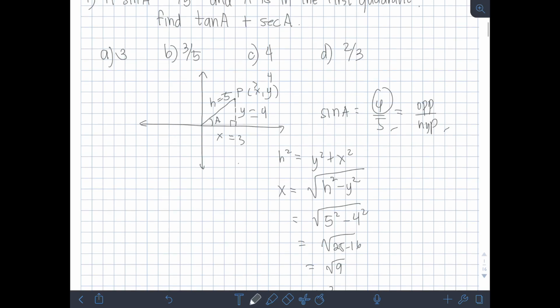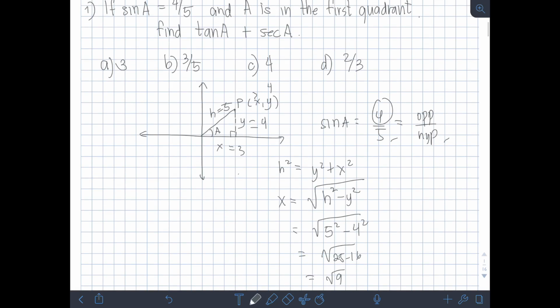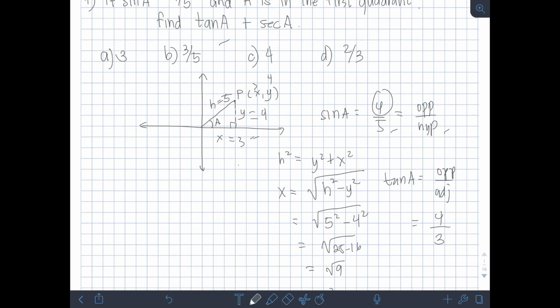Ngayong alam na natin yung x saka y, pwede nating masolve itong tan A. So, di ba ang tan A equal naman yan saan? With reference ito sa right triangle, opposite over adjacent. So, yung opposite, alam natin na 4. Tapos, yung adjacent, this time, ay itong x, which is yung nasolve natin na 3. So, therefore, tan A is 4/3.